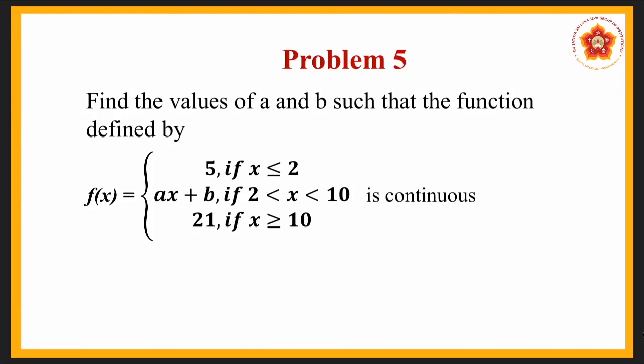Such that the function, what is the function? f(x) equal to 5, ax plus b, and then 21. The first one is when x is less than or equal to 2. Second is when it is between 2 and 10. And the third one is when x is greater than or equal to 10. This is the function, and he says it is continuous.